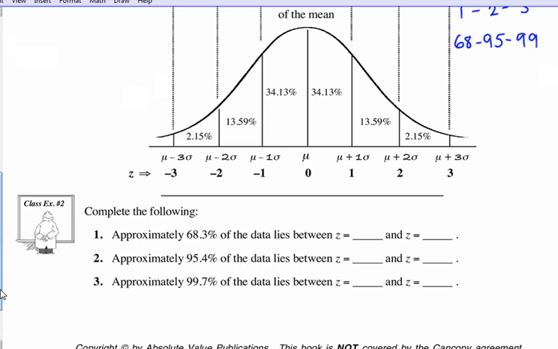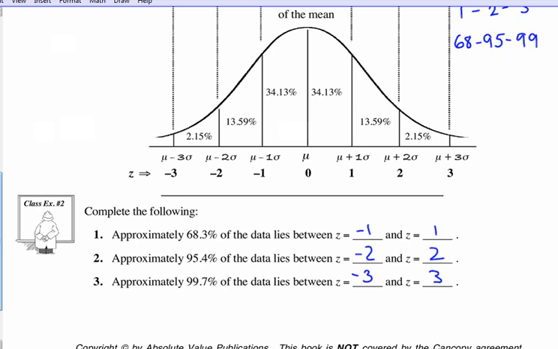So here, it says complete the following. Approximately 68% of the data lies between a z-score then of within 1 standard deviation, so that'd be -1 and 1. So between -1 and 1 is that 68%. The 95% is within 2 standard deviations, so that would be between a z-score of -2 and +2. And the 99% is within 3 standard deviations, so -3 to 3. Okay.